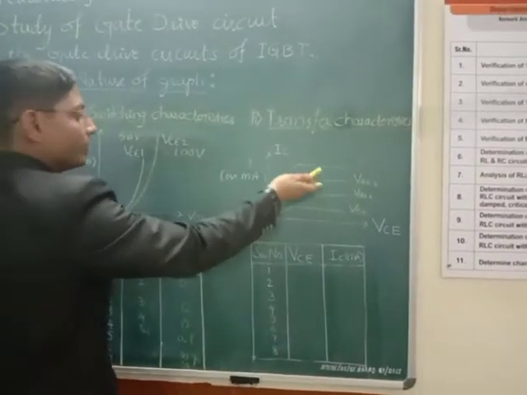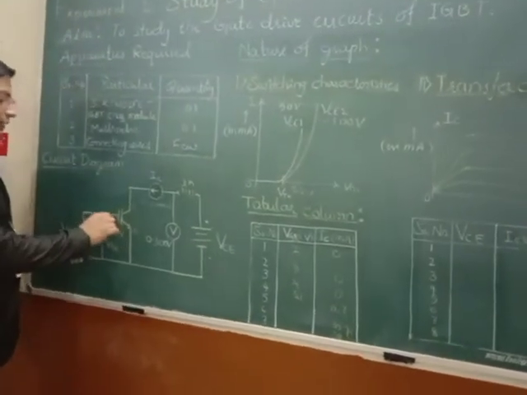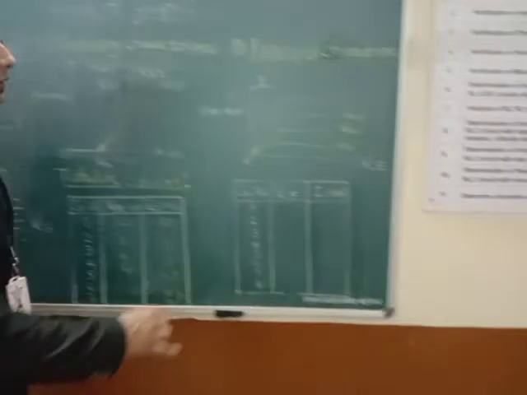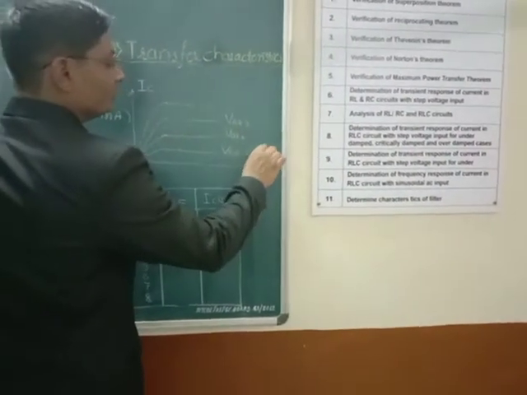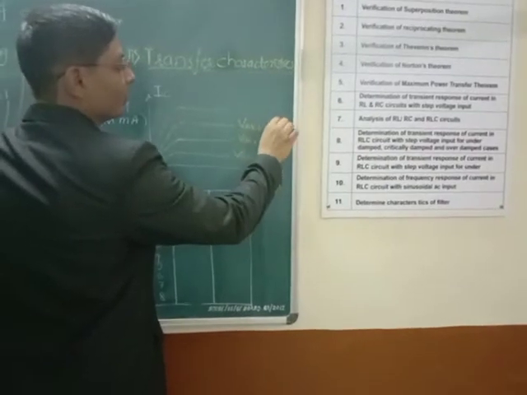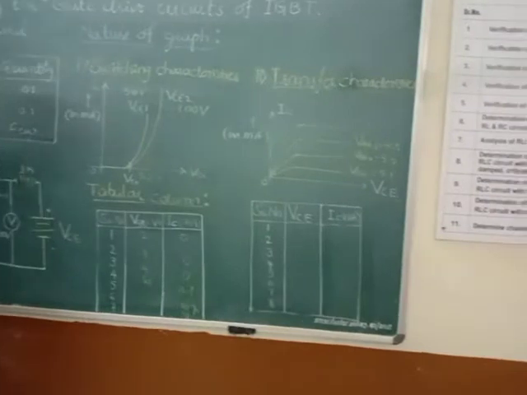Now if you want a higher value of current to flow here, what we need to do is increase this VGE to a little bit higher value. So in the second case I can take this value. If I say this is 5.1, then this will be for 5.2, and this is going to be for 5.3. So likewise we can take different values of VGE.